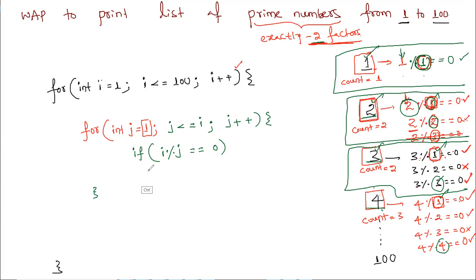Then inside this if body, so starting of the if condition, ending of the if condition. Inside this, what we have to write? Can we write directly that it's a prime number? No, we have to count the number of factors. That means how many times the remainder is becoming 0. We have to count it.